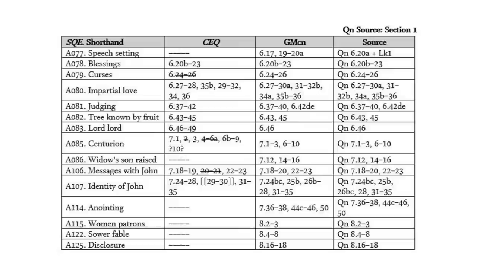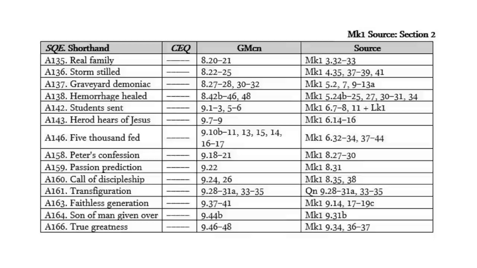Except maybe for a few outliers here that we might not know what to do with. Like maybe this sower fable is Mark. Maybe the disclosure sayings are Mark. But maybe we should think that that might be Q, right? I mean, maybe we just need a different conception. Maybe Q actually did introduce the sermon on the plain and didn't just start with sayings. That's not too far-fetched of an idea. And then the next section, wow, it's all Mark, right?